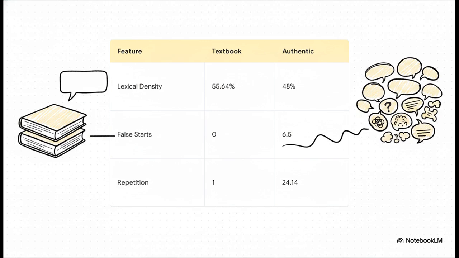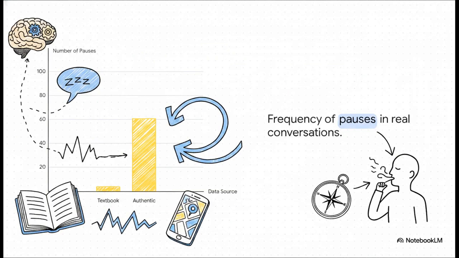People change their minds mid-sentence, they stumble over their words, and they repeat themselves just to buy time to think. And then notice this massive gap in pause frequency. Real-life speakers pause all the time to formulate ideas, consult maps, or check their screens. In older textbooks, this was completely smoothed out. But these pauses are absolutely essential. They are basically the breathing room of communication.